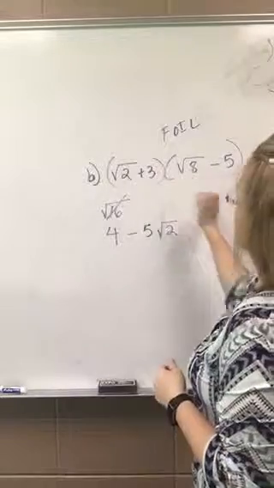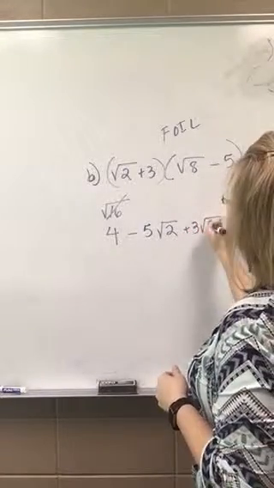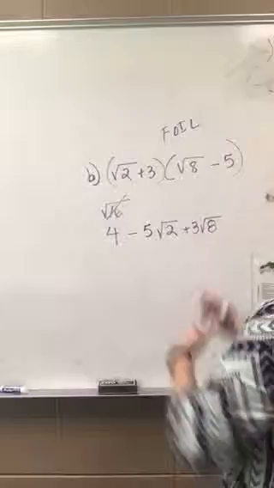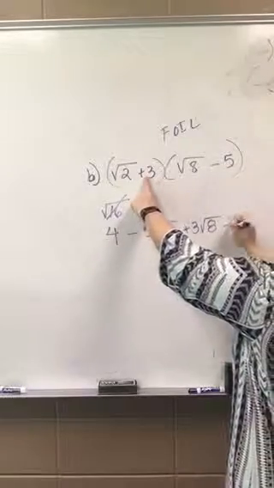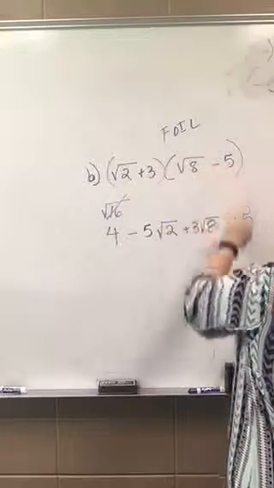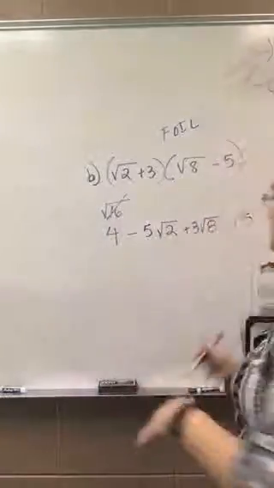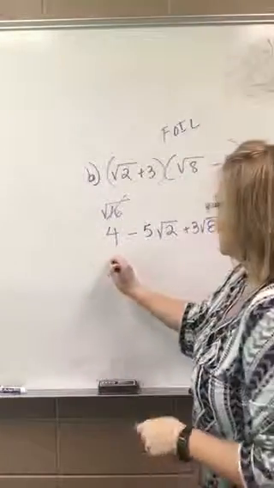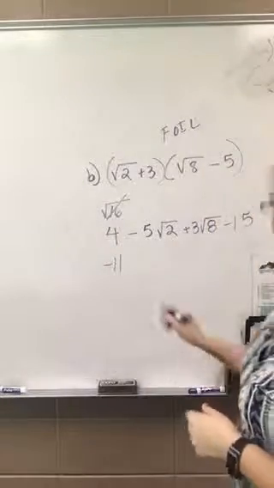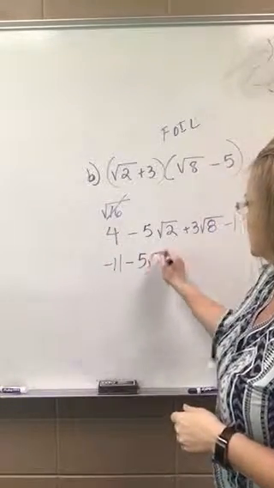And then the inner, sort of the same strategy, 3 radical 8. And then the last times last, just regular rational numbers, 3 times minus 5, negative 15. All right, we can reduce this a bit. The 4 and the minus 15 maybe is the more obvious part, is negative 11. But what about these radicals?